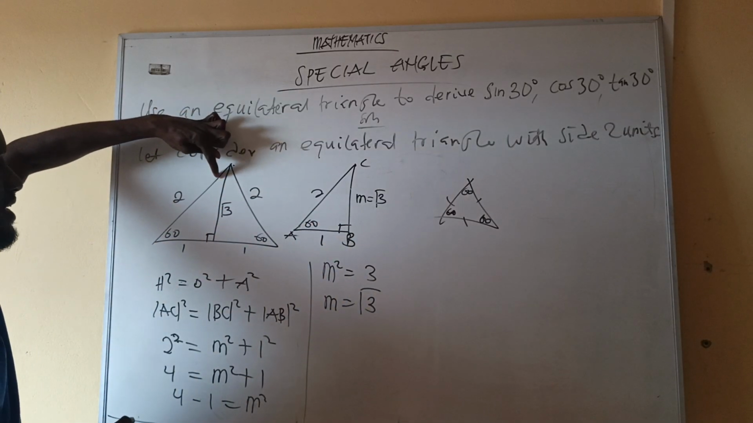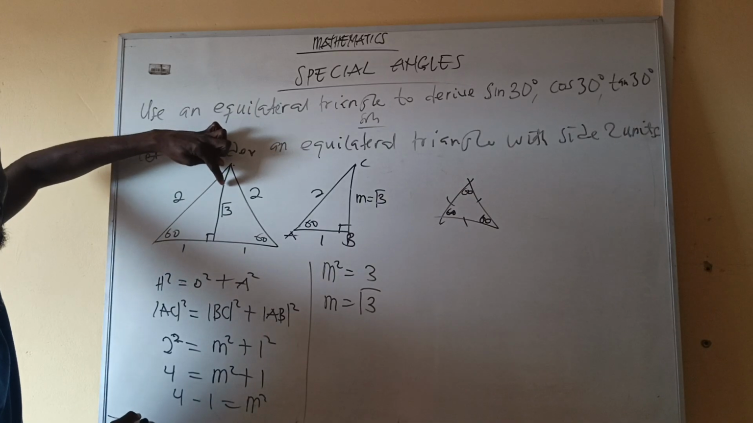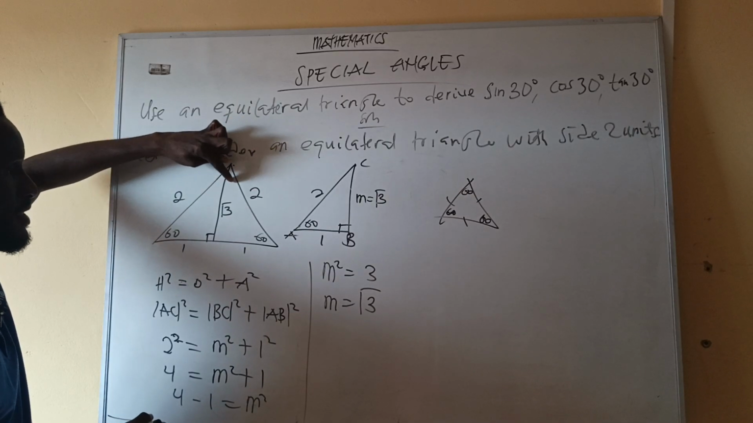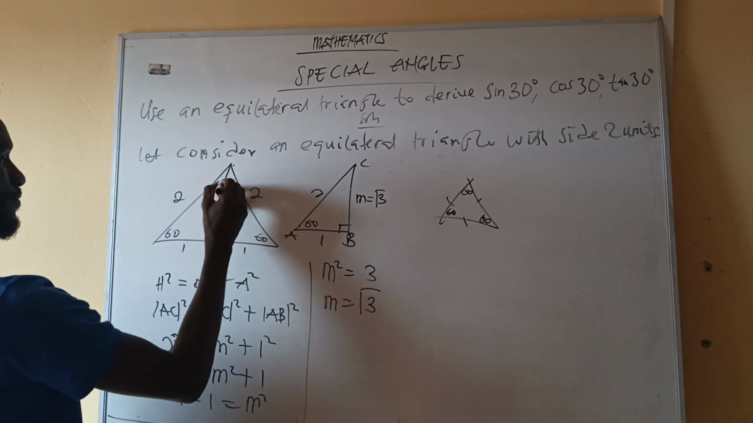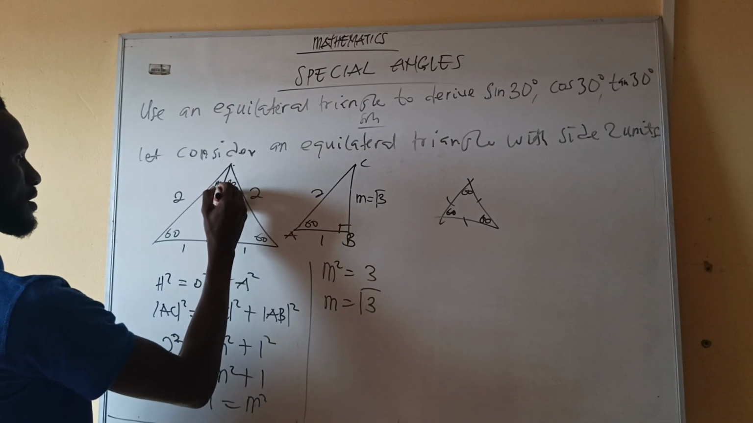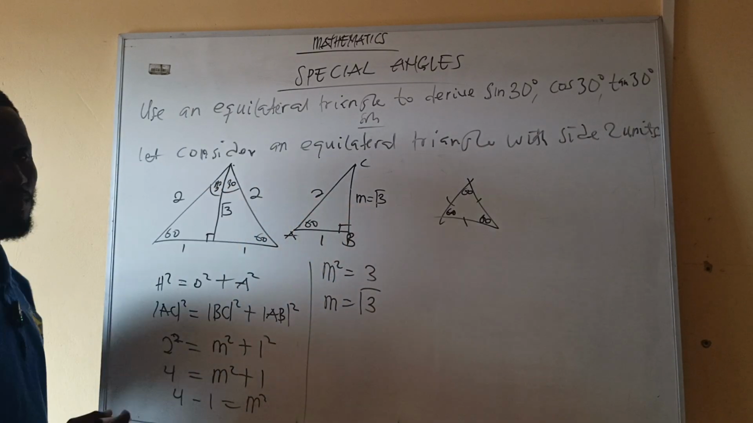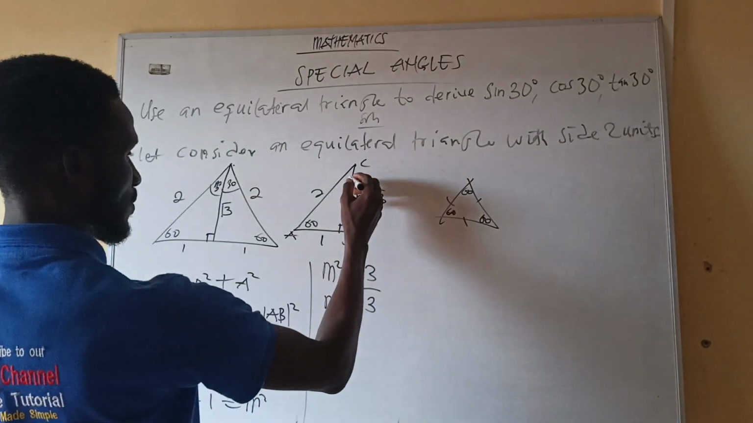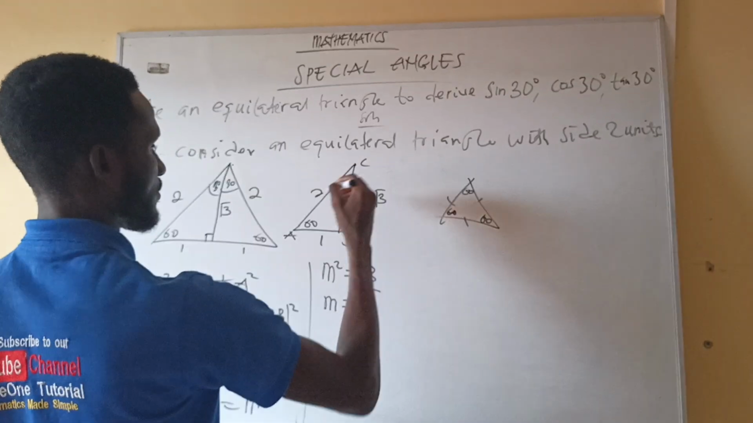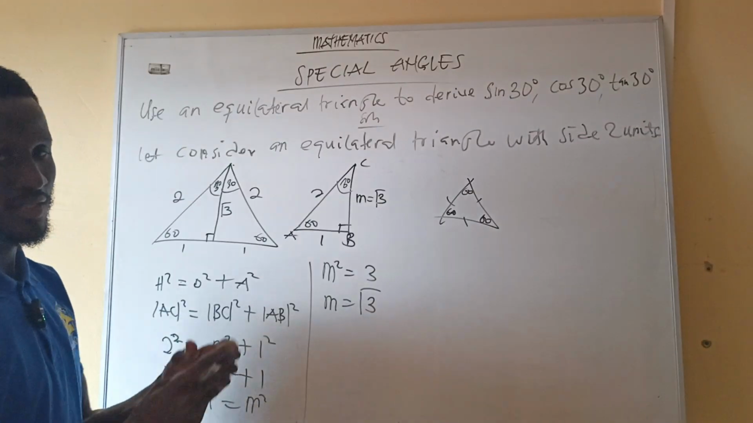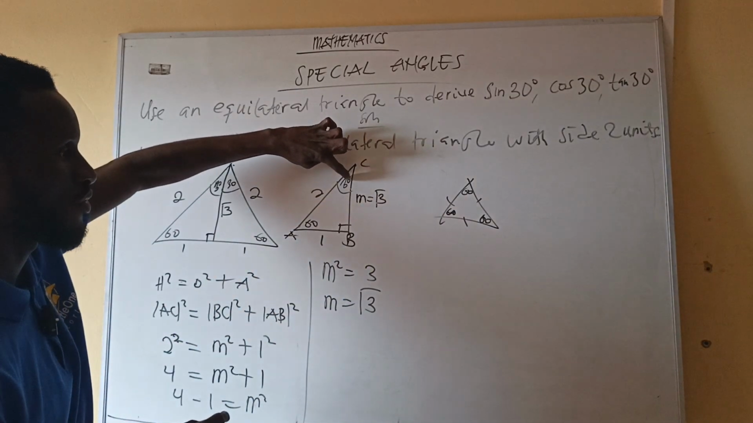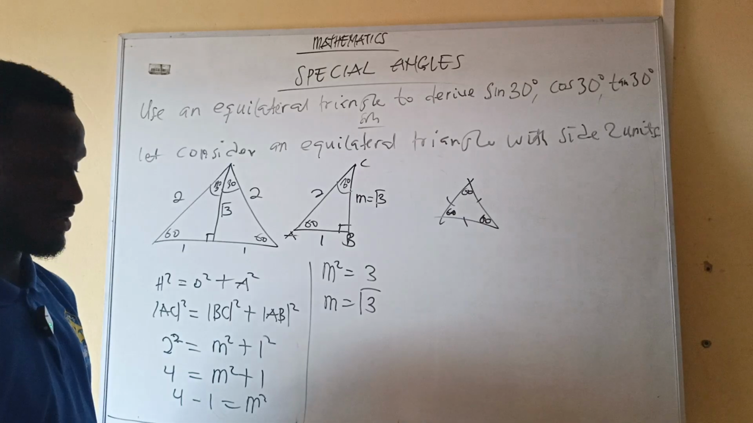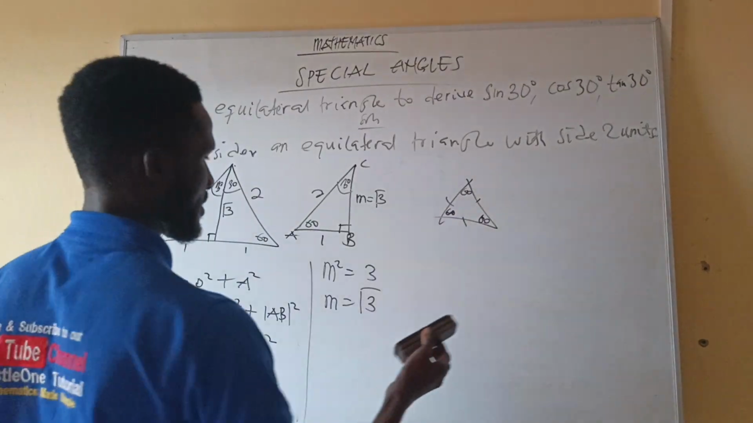Now, this angle, what is going to happen? This straight line divides this angle into two. So here will be 30, and then this side will also be 30 degrees. Now, this particular angle is 30. It's just as simple as that. So with this, I can now solve for 30 degrees. Now, let me solve for 30 degrees.